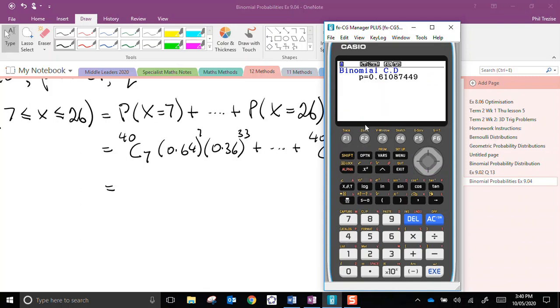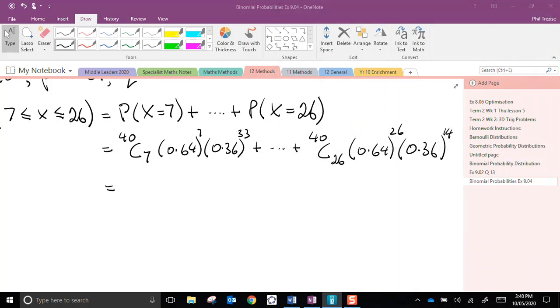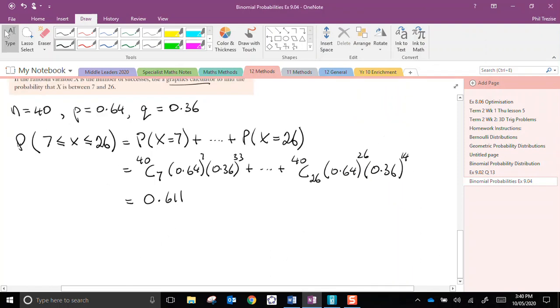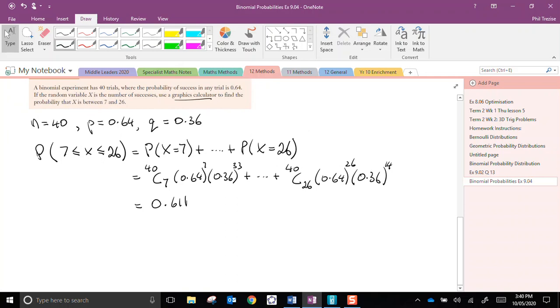And let's calculate. And there's my answer, 0.611 if I round off to 3 decimal points. So that is 0.611. And that's it. That's how we use our graphic calculators to calculate these things.